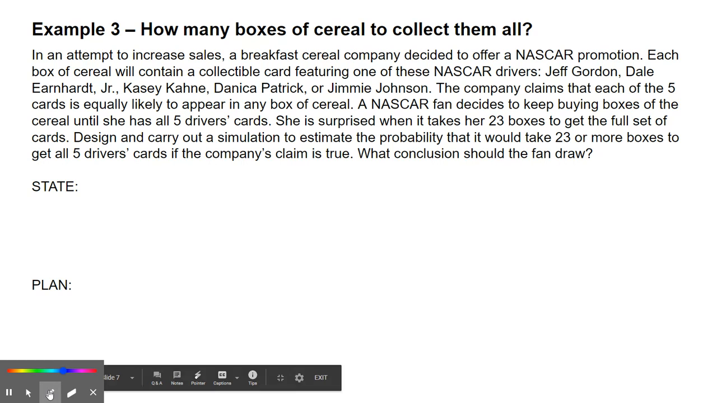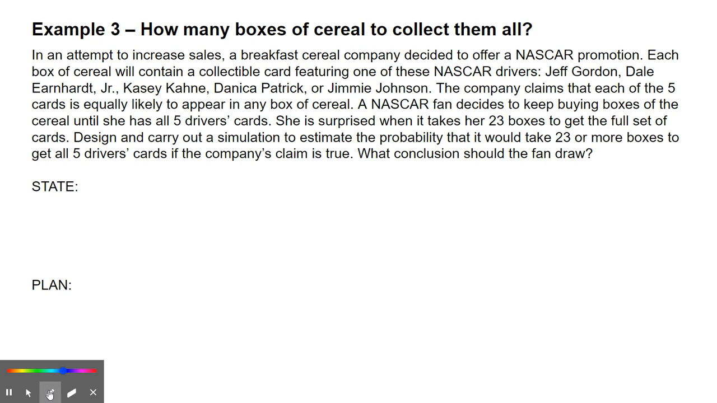It says, in an attempt to increase sales, a breakfast cereal company decided to offer a NASCAR promotion. Each box of cereal will contain a collectible card featuring one of these NASCAR drivers: Jeff Gordon, Dale Earnhardt Jr., Casey Kane, Danica Patrick, or Jimmy Johnson. The company claims that each of the 5 cards is equally likely to appear in any one box of cereal. A NASCAR fan decides to keep buying boxes of cereal until she has all 5 drivers' cards. She is surprised when it takes her 23 boxes to get the full set of cards.